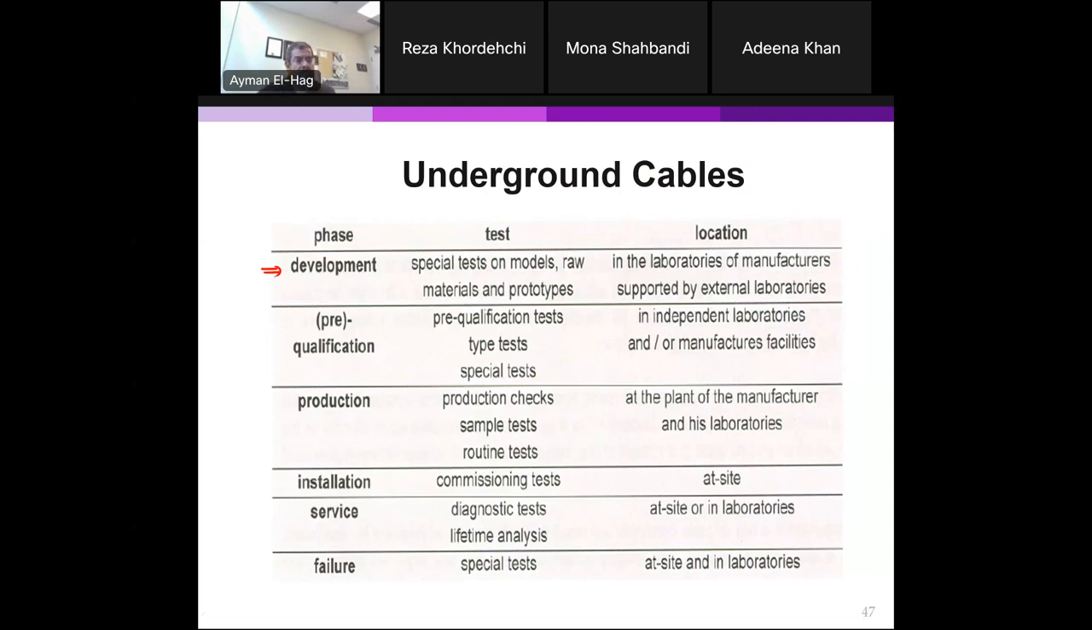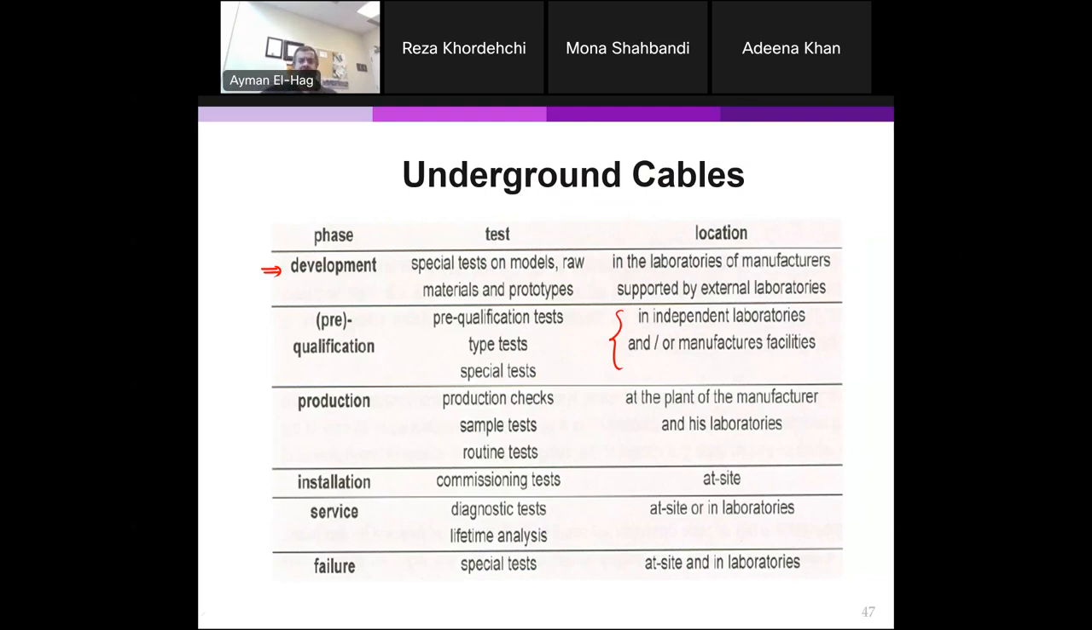Now, when you go as a utility to the cable manufacturer, there's something called pre-qualification tests that you have to do. And these pre-qualification tests are composed of different tests. We talk about it here. Some of them, we do using independent laboratories. And sometimes some of the tests, we also do at the manufacturing facilities. So this is to get the approval. The utility will say, okay, we'll take your cables, you have to do the pre-qualification tests.